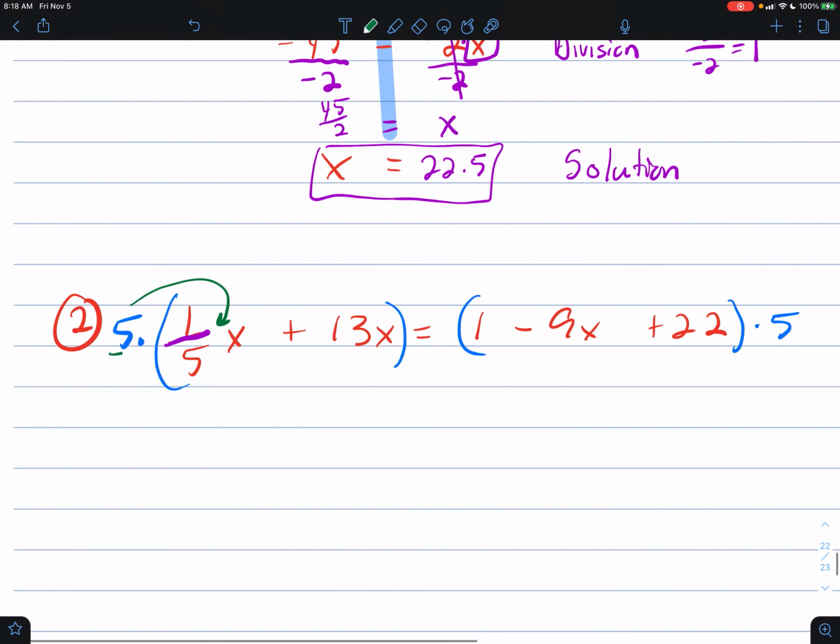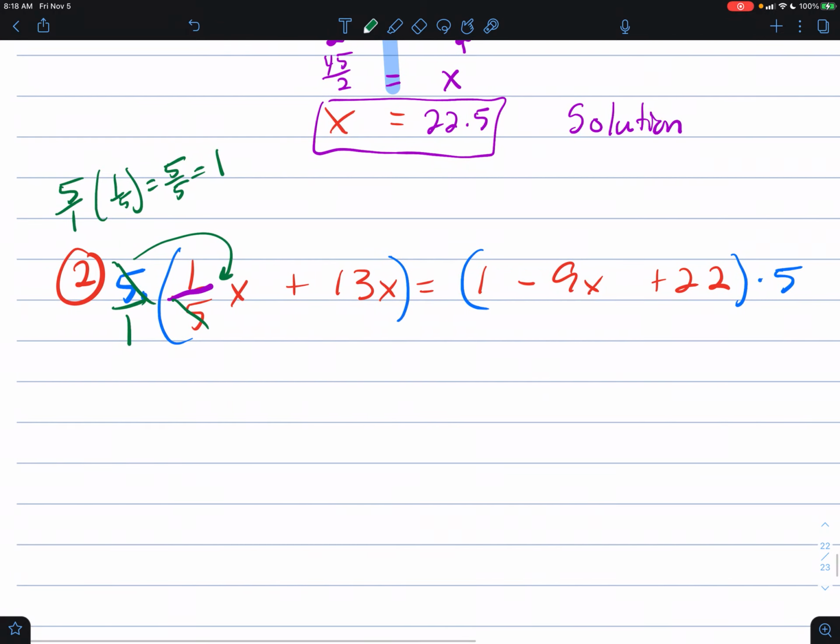So I can think of it like this. 5 times 1, and then 1 times 5. 5 over 1 times 1 over 5 will just end up being 5 divided by 5, which is 1. So again, we end up with 1x here. And then 5 times 13, that's going to be 75x. Again, we have to multiply everything.